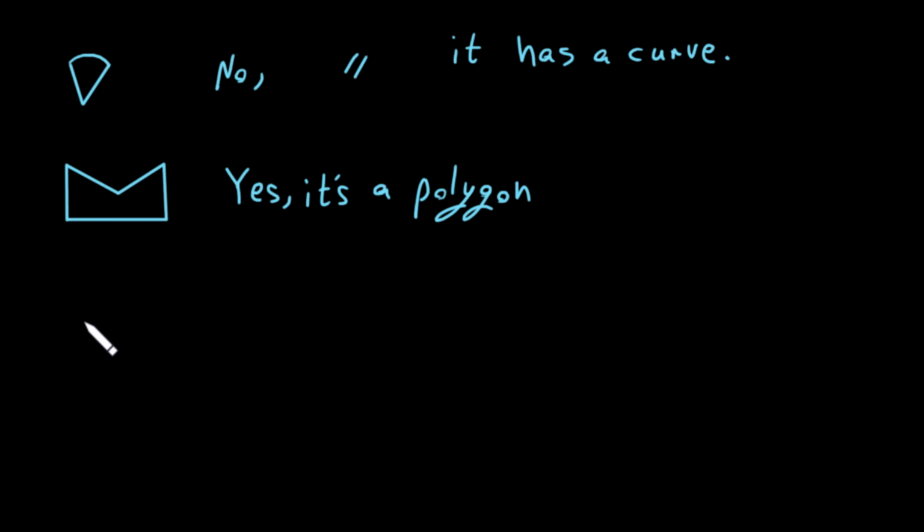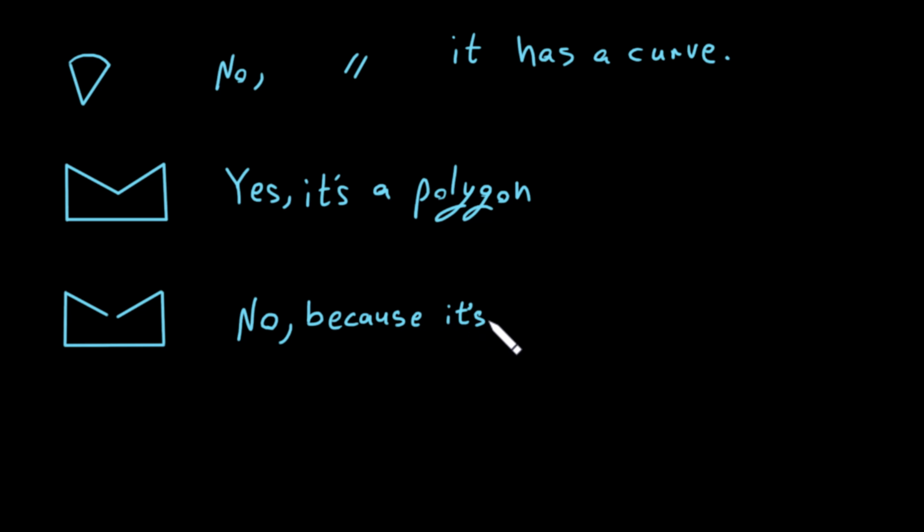Now I will draw an open shape with 5 straight sides like this, exactly similar to this one, but it's open. So this is not a polygon because here it's open. So I can write here, no, it's not a polygon. Why? Because it's not a closed shape. Or you can write, no, because it is an open shape.